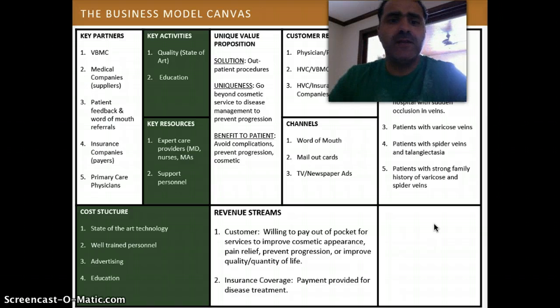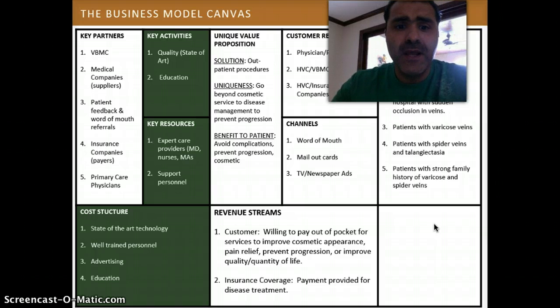So the key activity is the quality of the service. It has to be at the state-of-the-art level. Education is a key element in the success of the clinic. The key resources will be the expert care coming from the primary doctor involved in the treatment of varicose veins, which is going to be myself, along with the mid-level providers, the MAs, who can help sometimes with the sclerotherapy.